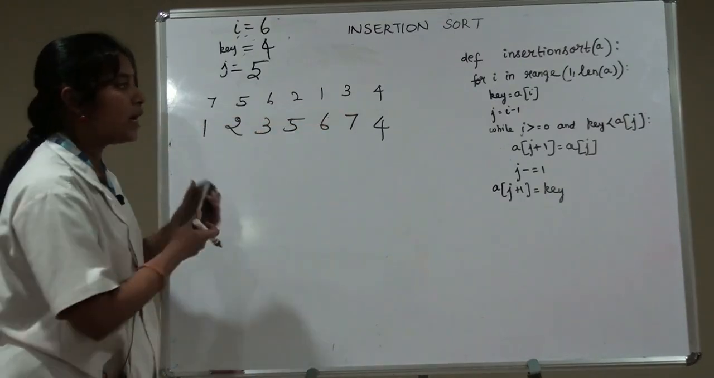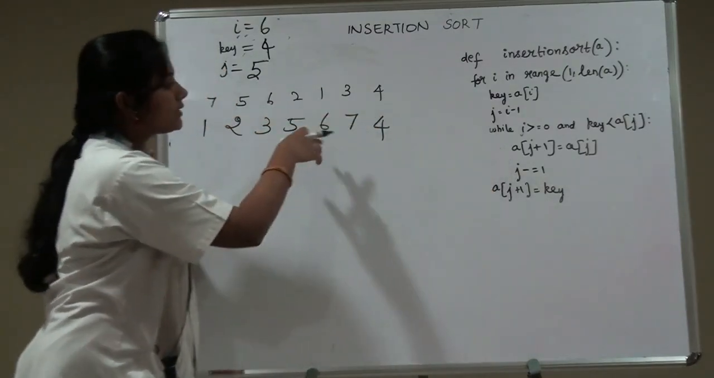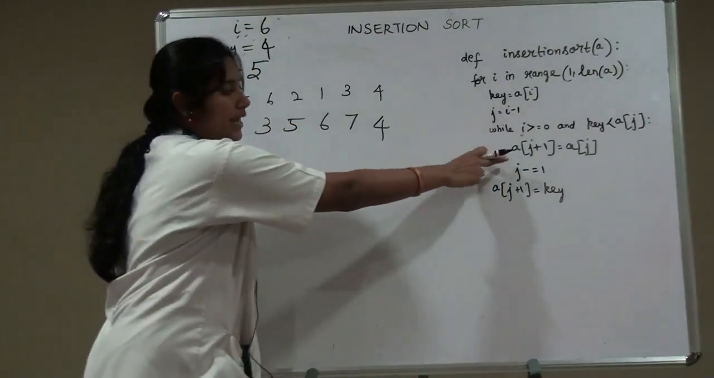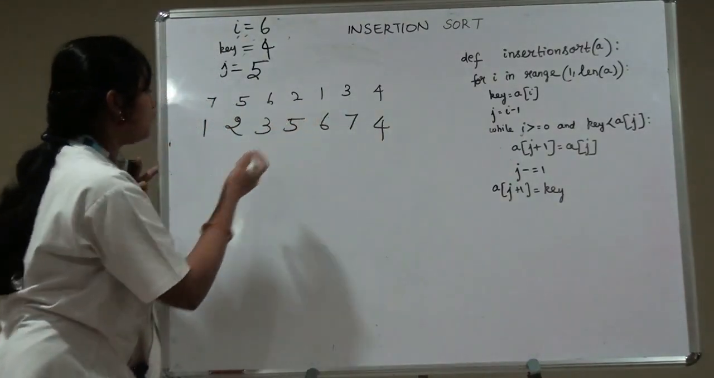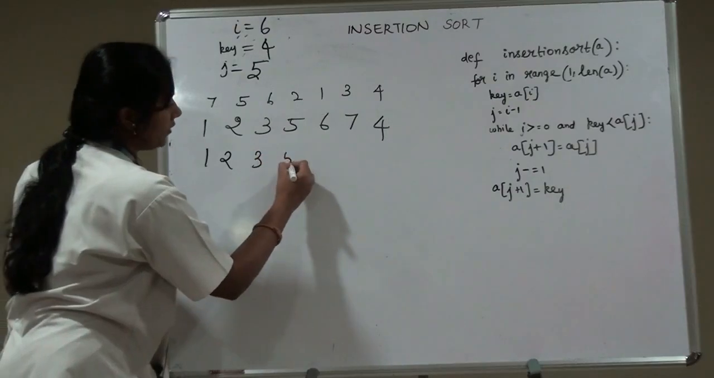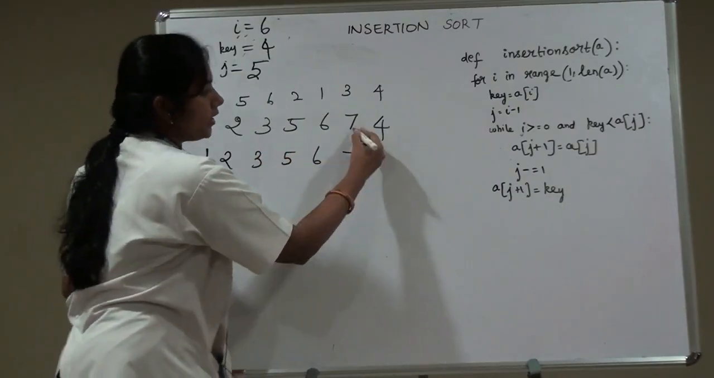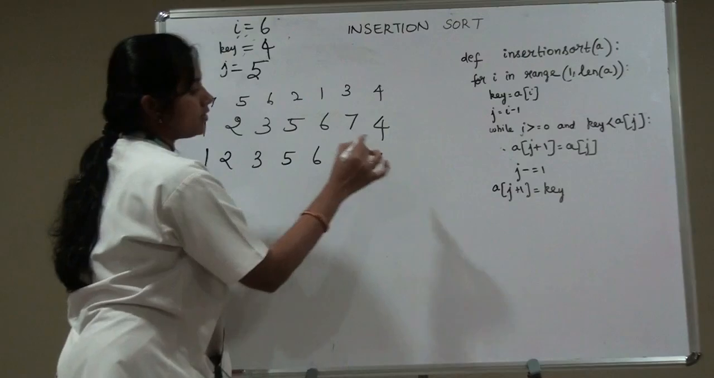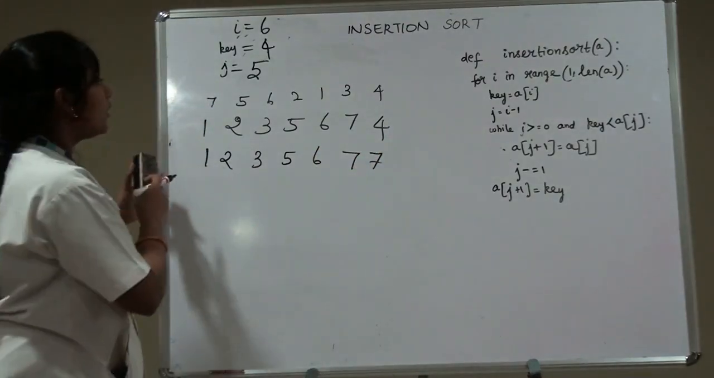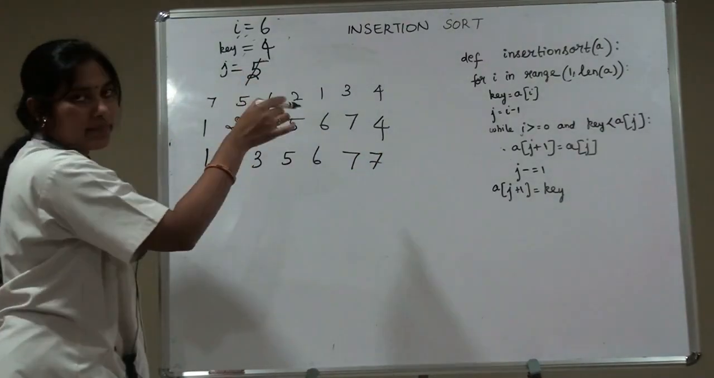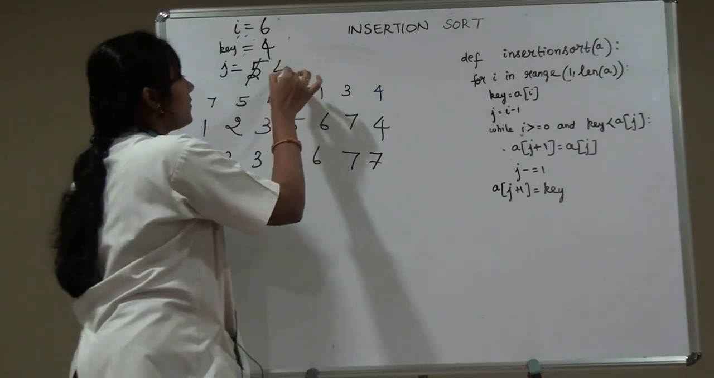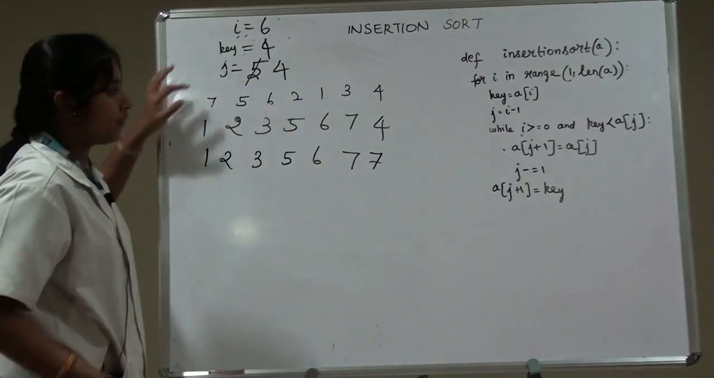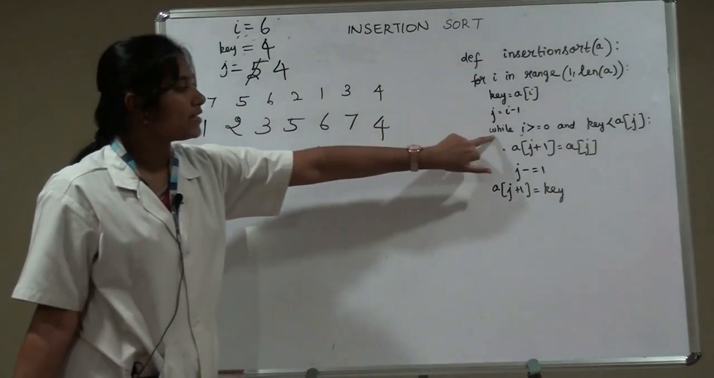Condition is satisfied. So what you will do? You will move this 7 to the right, which is A of j plus 1 is equal to A of j. So 1, 2, 3, 5, 6, 7, and since you are moving this place will also be occupied with 7. Now what you have to do? You have to decrement the value of j. So j will become 4 now.